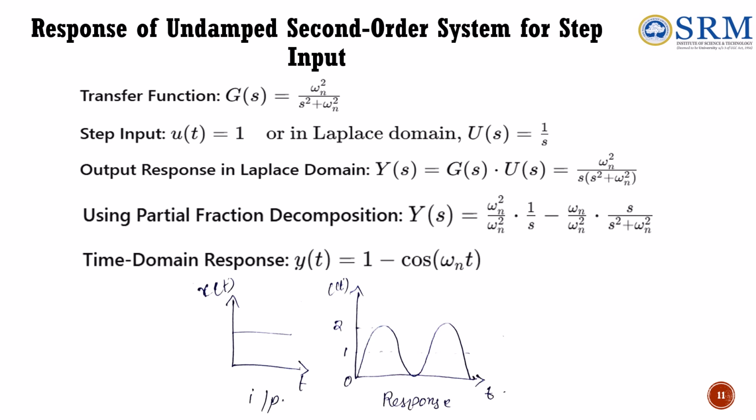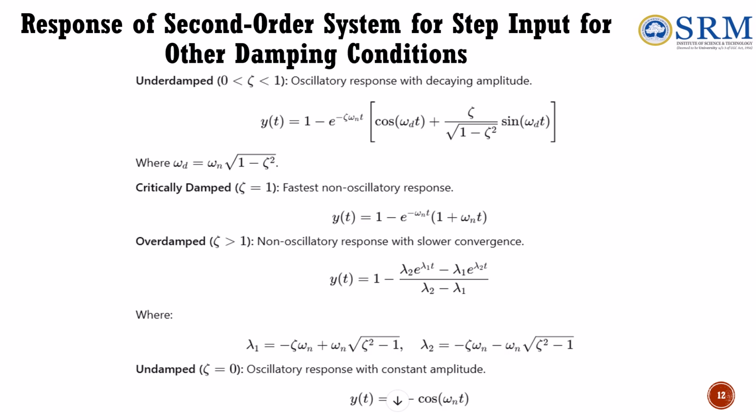So in time domain response, we can get it as y of t equal to 1 minus cos omega n t. So we can see if our input is step input, that is given as r of t, our output will be as shown in the second figure, that is c of t, and the response will be oscillatory as a cosine wave. In the same way, we can derive the response of second order system for step input for other damping conditions also.